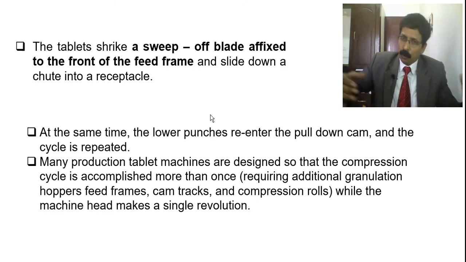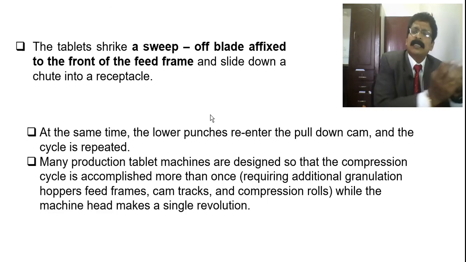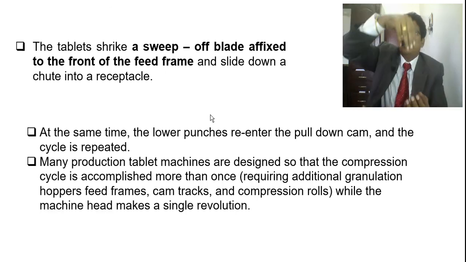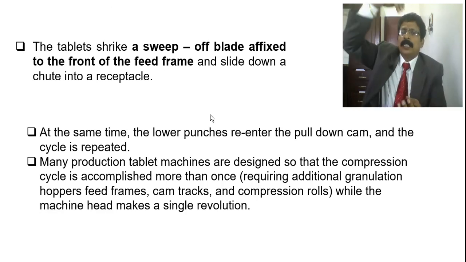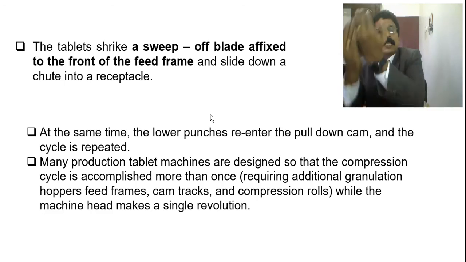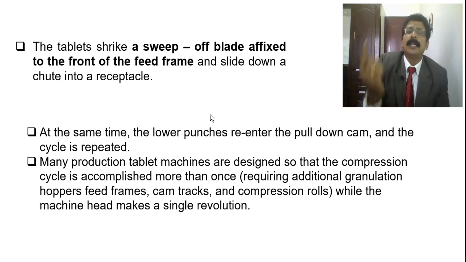Next it will go to the pulling cam and the feed frame will be filling, and next it will go to the weight correction, and then again the upper punch will come and compression will take place, and the next step, ejection, will take place, and then the lower punch will go down. The cycle will be repeated. So that is what they have written.